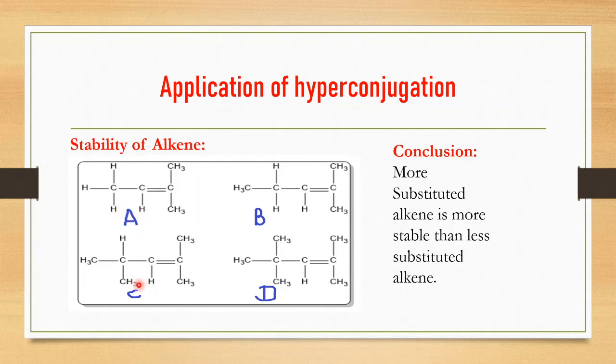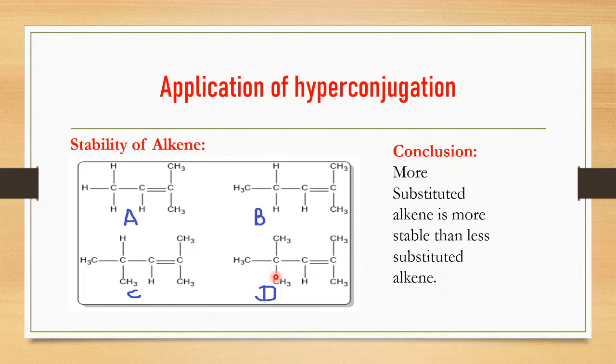Now if I look at structure C, this carbon is sp2 and this carbon is again sp2. So there are 6 hydrogen which will give hyperconjugated structure on this side. But if I look on the other side, this carbon is having just one hydrogen atom. So in total there are 7 hydrogen atoms which will give you the hyperconjugated structure.